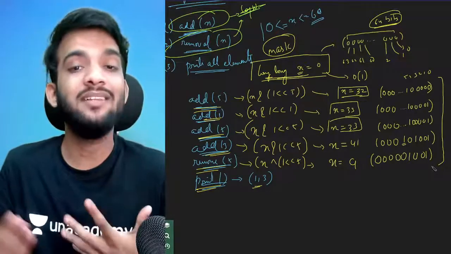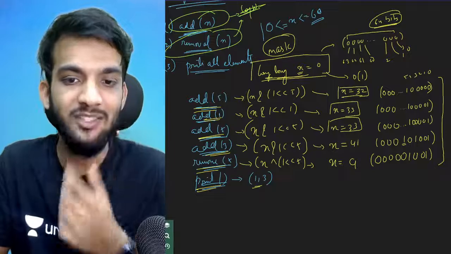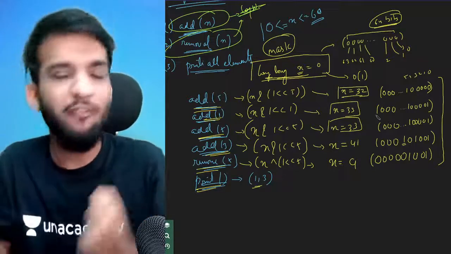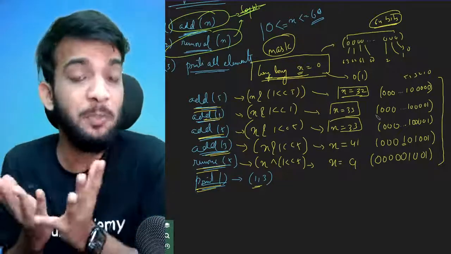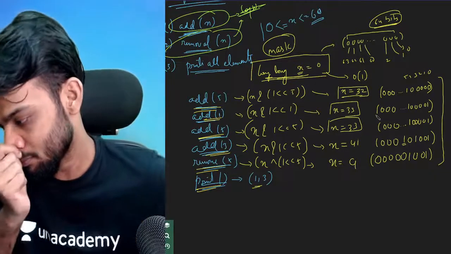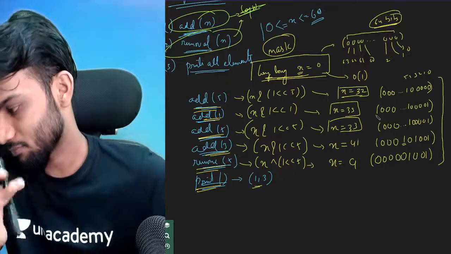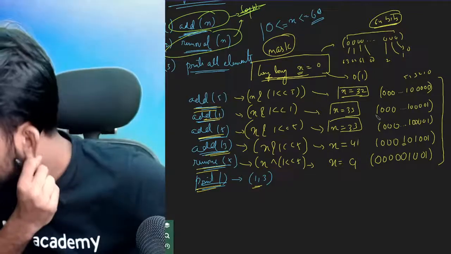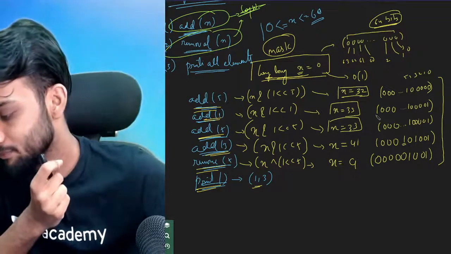Set is log n, man. This is O(1), man. Bit operations are way faster, as I said on the first day. This is O(1). It's not log n. It's O(1). You don't understand?